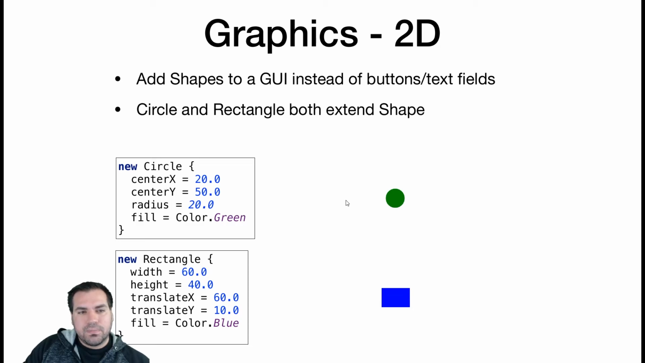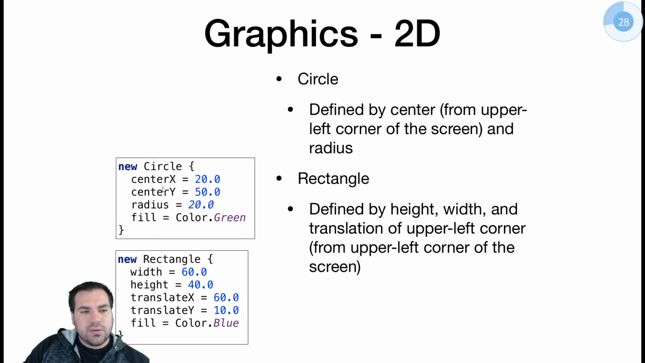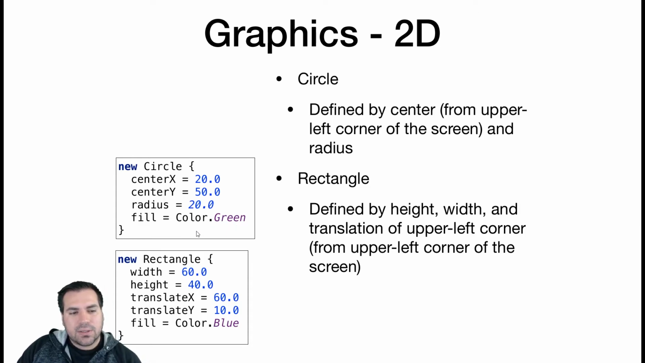So for a circle, this is defined by the location of the center of the circle, starting at the upper left corner. Remember Y, so as Y increases, we're moving that circle down the screen, and the radius to control how big this circle should be. And I also want to change the color. I'm going to change the color to green. I'm going to use the color class, which has constants for common colors, or you can use RGB values. There's a way to do that in the library as well. So I'm going to set the color and the location and the size.